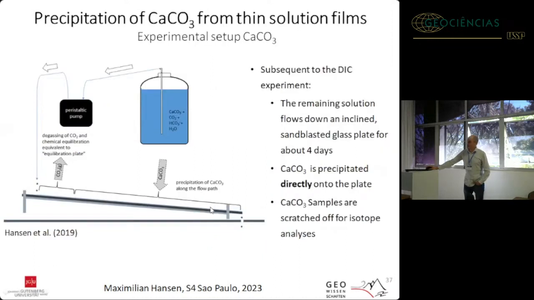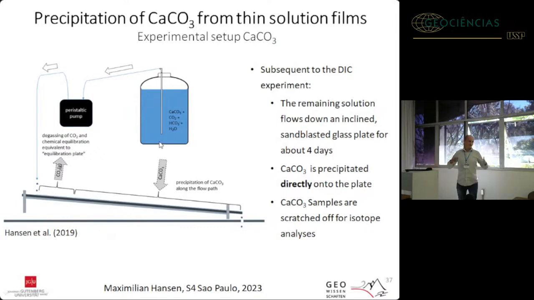Okay, and then the second step, we slightly changed the experimental system, so we replaced the marble plate with a sandblasted glass plate. This is because we wanted to investigate what is going on in the precipitated calcium on top of a surface, but it's hard to scratch off calcium carbonate from a carbonate surface, and you would mess up the sample, so this is the reason why we took a glass plate. And essentially we took the same solution, or the remaining solution of the DIC experiment.